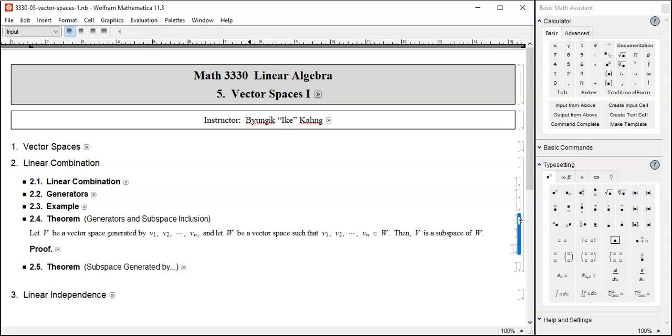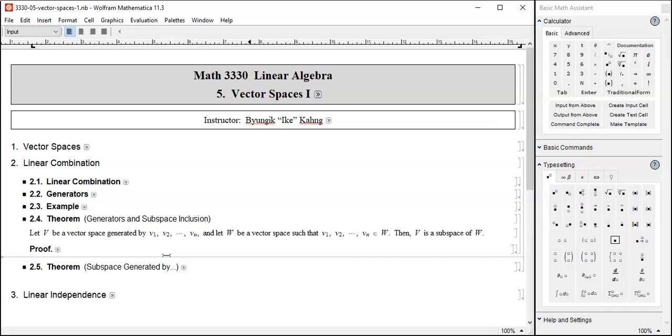This is what we are talking about. Let V be a vector space generated by V1, V2, all the way to Vn, and W be a vector space such that these V1 to Vn are in W. So W includes the generators. Then the entire V is a subspace of W, and we have to prove it.